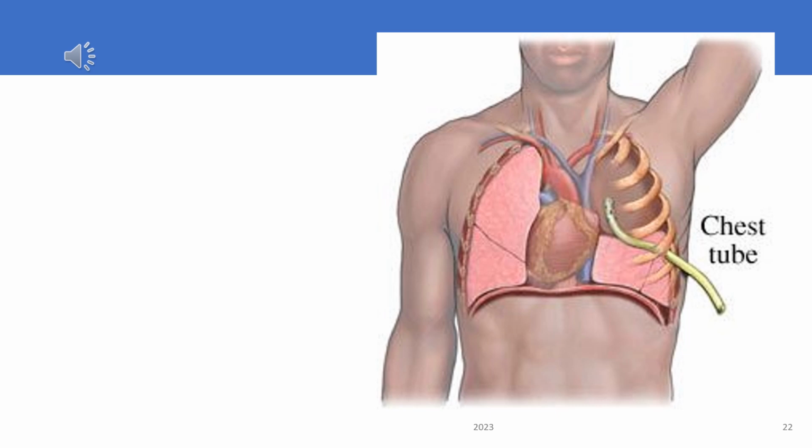Here is a visual of the chest tube placement. You can see it goes directly into the lung between the ribs.